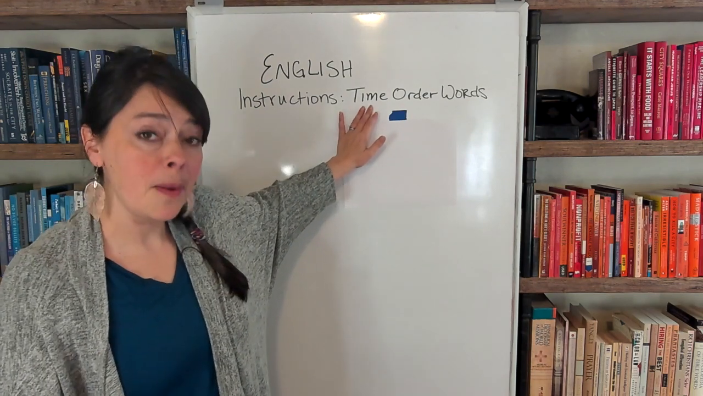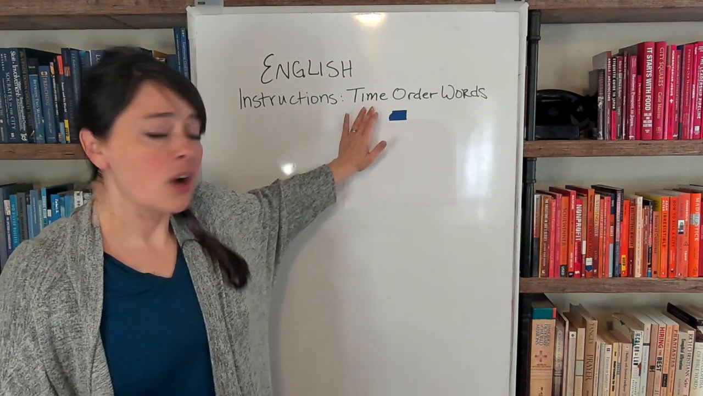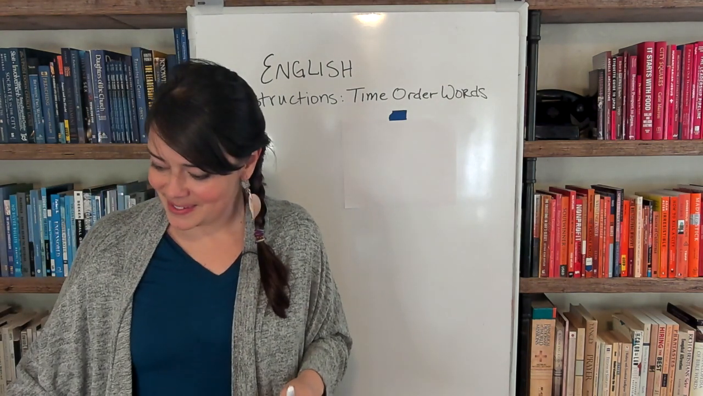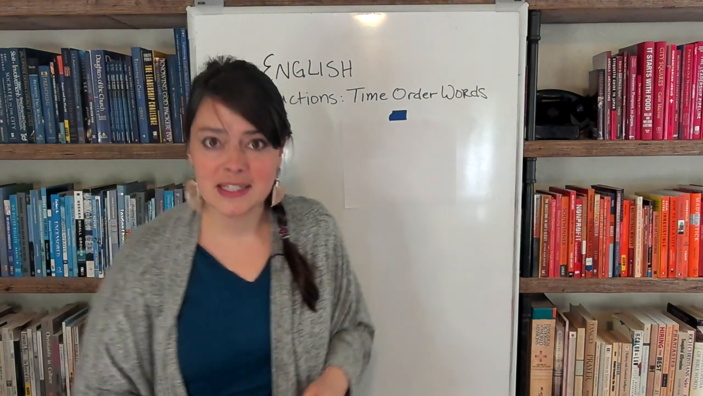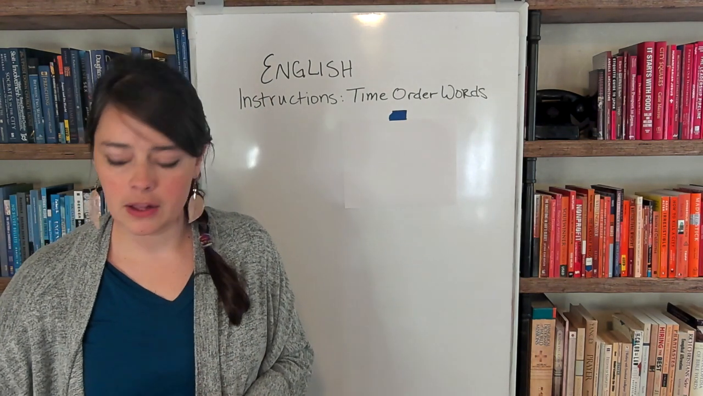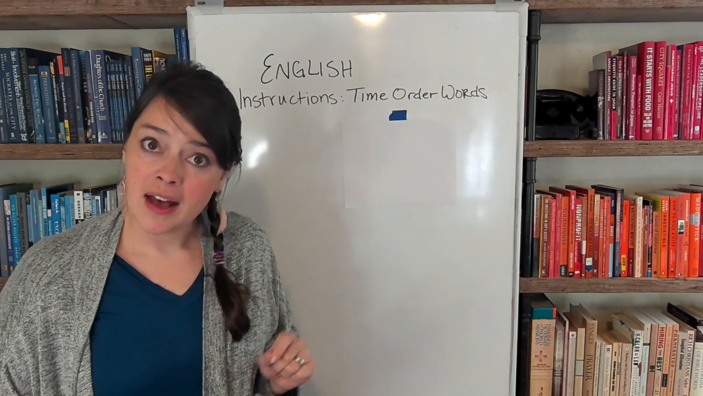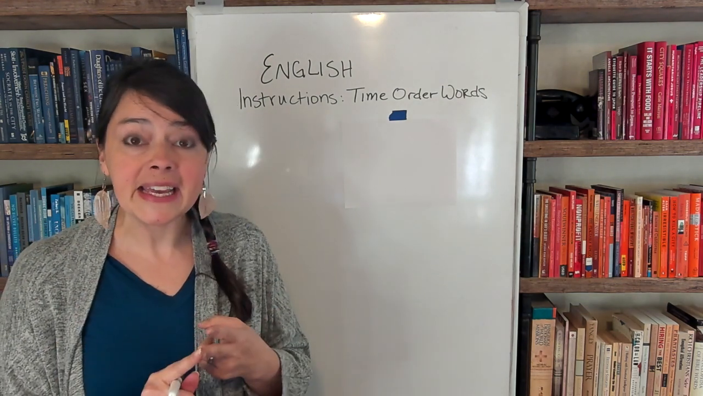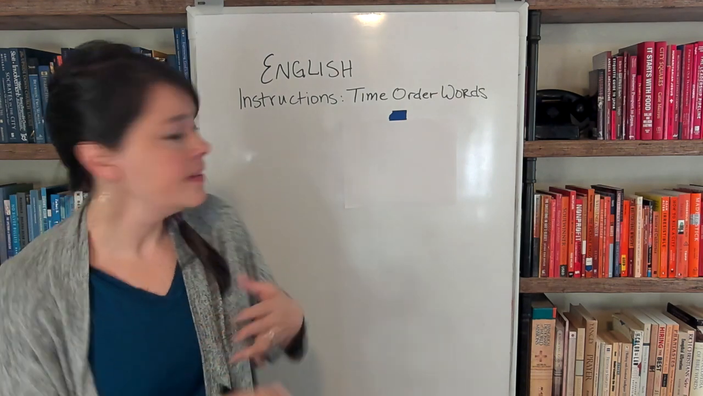So we're going to talk about one of the ways that we're going to make sure our instructions, when we write our paragraph eventually, are really clear. We're going to talk about time order words. They're one of the best ways to make sure that your instructions are making sense and they're clear and easy to follow. Some examples of time order words are first, second, then, right?